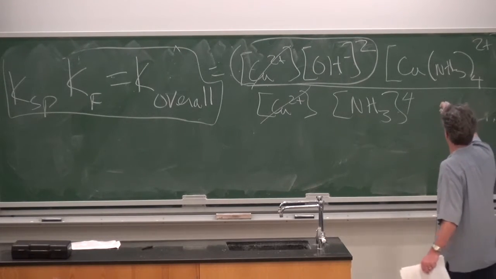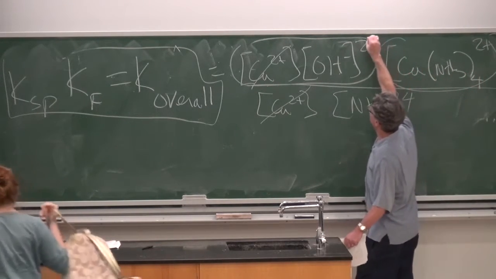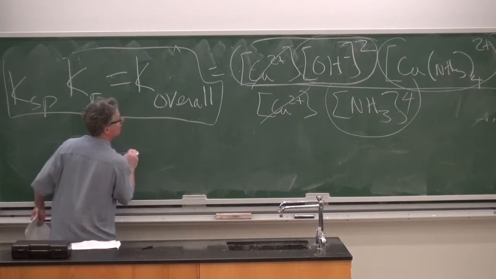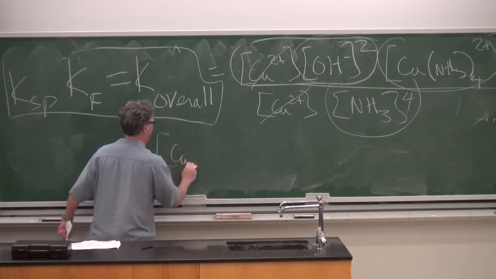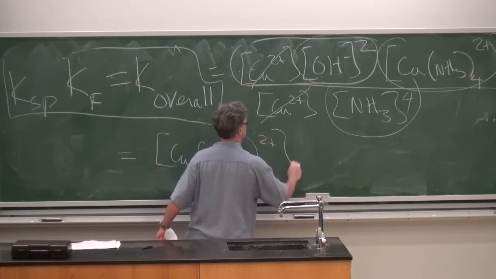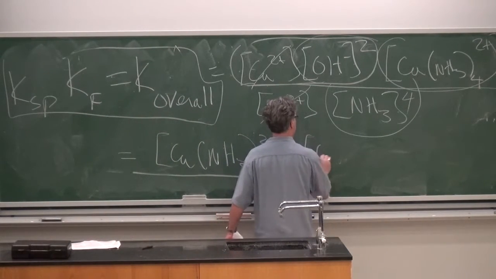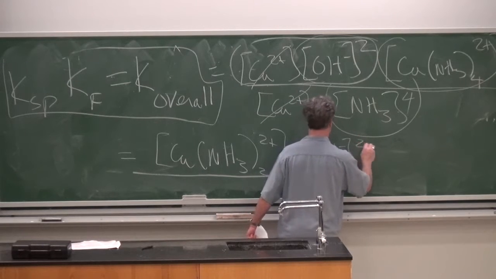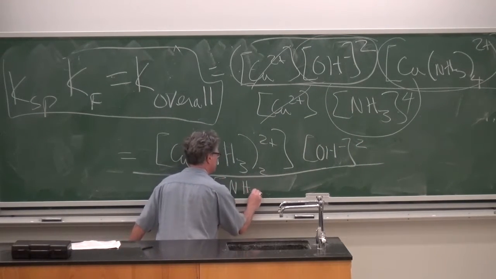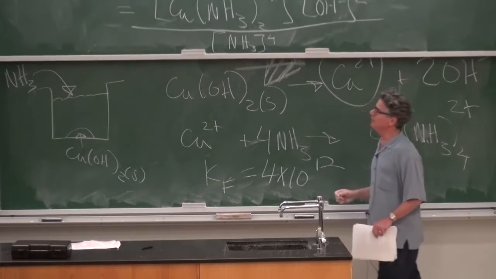There's the first term in a K overall, the second term, the third term. Or let's just write it out. So that means we got copper NH3 4 2 plus, OH squared, concentration of ammonia to the fourth. Okay, so what's my point here?